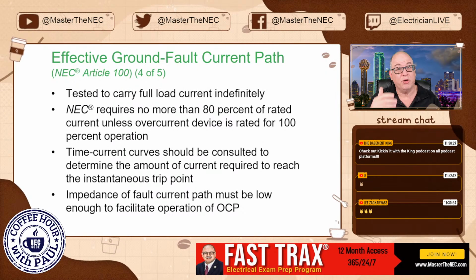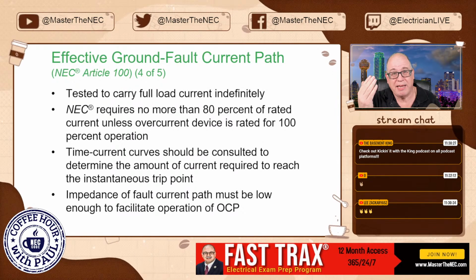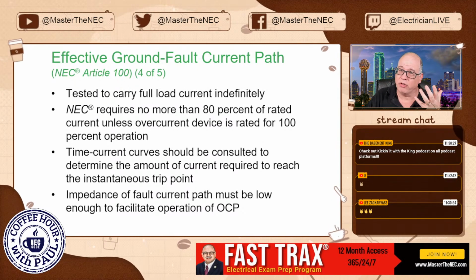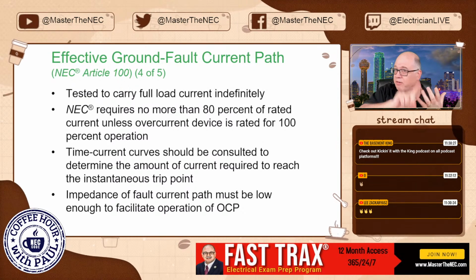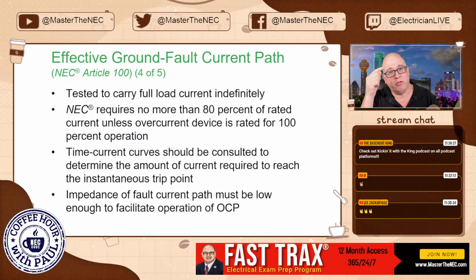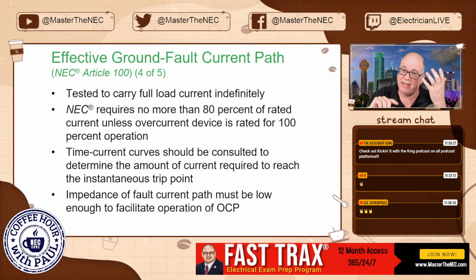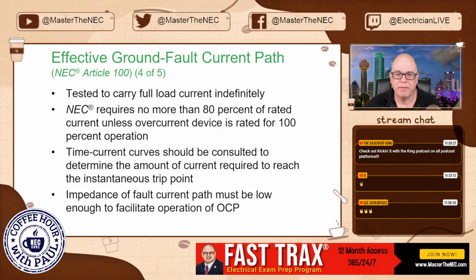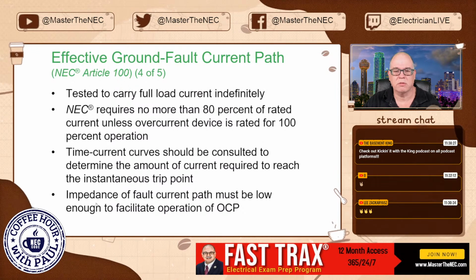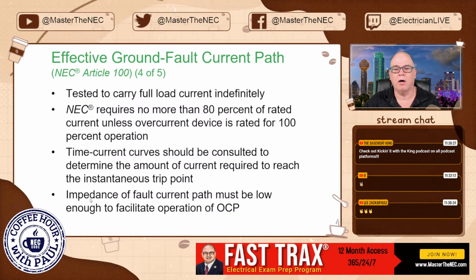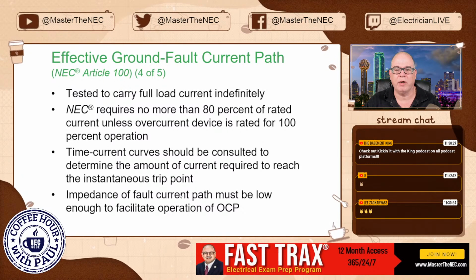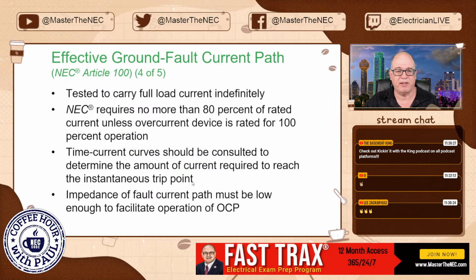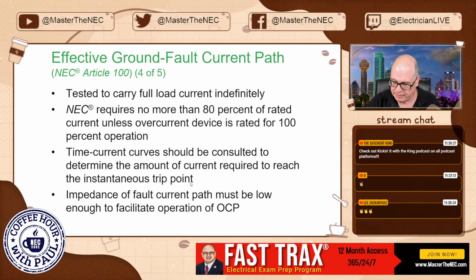No, take that back. You take the breaker and do it at 80%. You take the wire and multiply it by 125% to find it. So you do division and multiplication, depending on what you're looking for. You get the point. Let's see, what else? Impedance of the fault current path must be low enough, again, or it's not going to facilitate the overcurrent protective device.